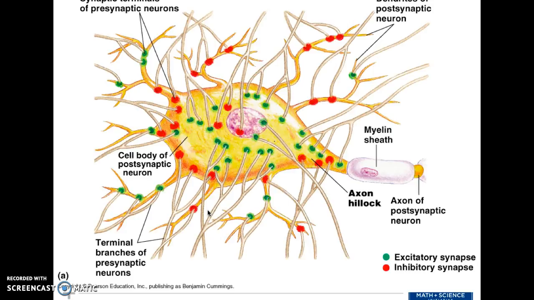We know a neuron has a specific job, and I might want to make it continue to do that job, or I may want it to stop doing that job. And depending on what I want, I'm going to excite either my excitatory synapse or my inhibitory synapse.